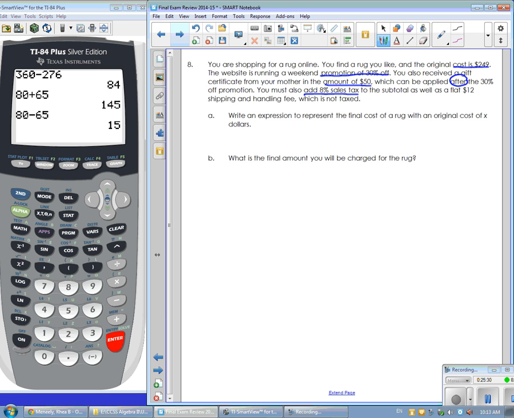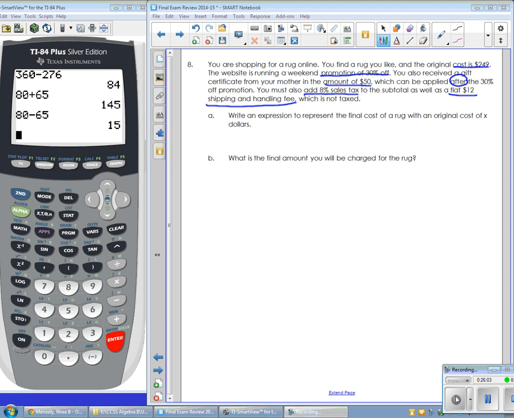Now this is actually a real application, and I wrote this problem last year, and for my birthday, my mom actually got a rug for me, and this is actually part of the deal. It was a promotion, my mom gave me money towards it, and obviously I had to pay tax, and as well as the tax, I had to pay a $12 shipping and handling fee at the end. Okay, so there's a lot going on in this problem. So let's take it one step at a time.